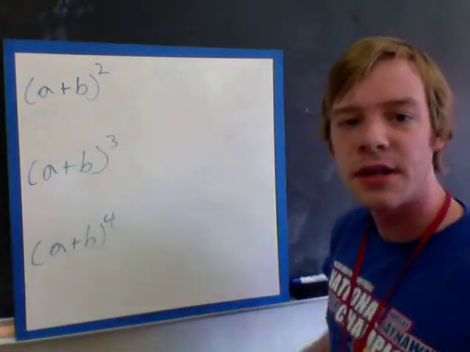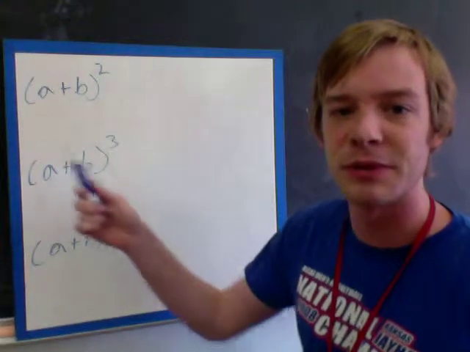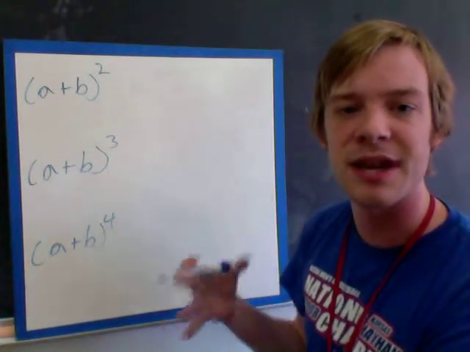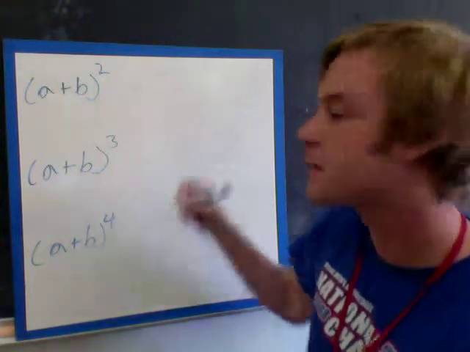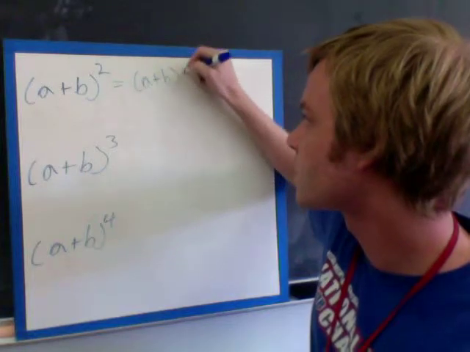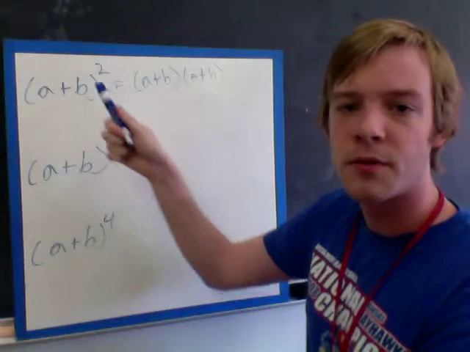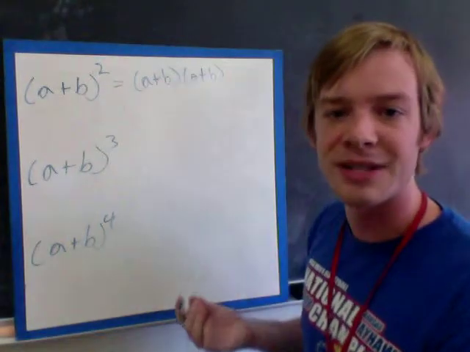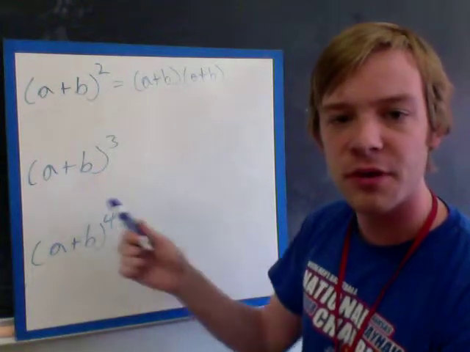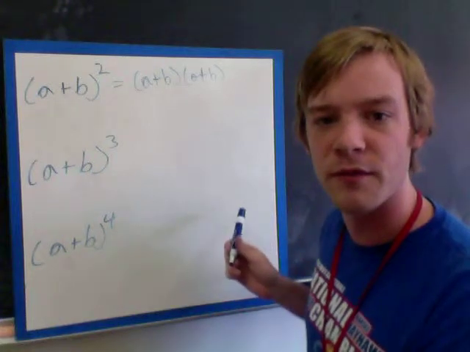Alright, now if you remember here, when we have these, first off, they're called binomials because they're two things. If I have a plus b squared, this is the same thing as a plus b times a plus b. The squared tells us that there's two of them that are exactly the same, that are just multiplied together. If I had a plus b to the third, I would have three of them, and if I had a plus b to the fourth, I would have four of them.